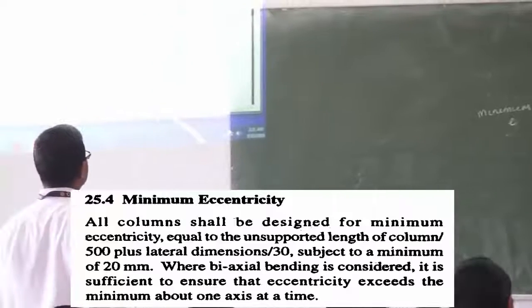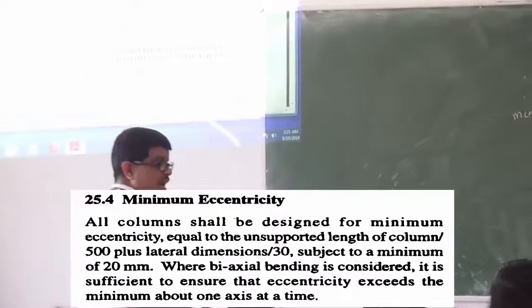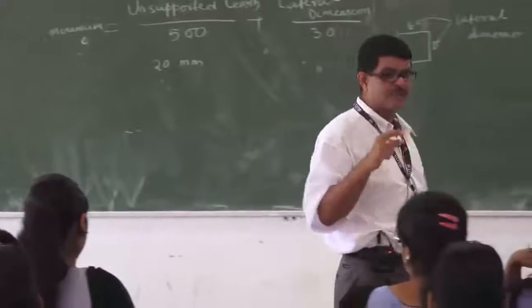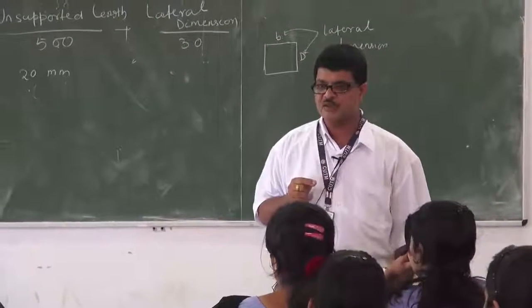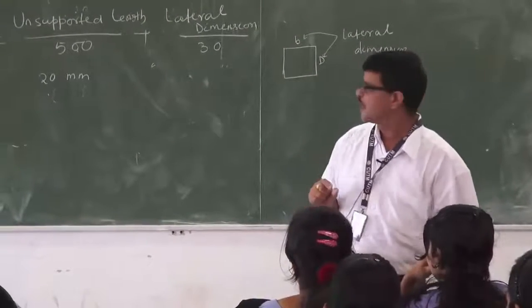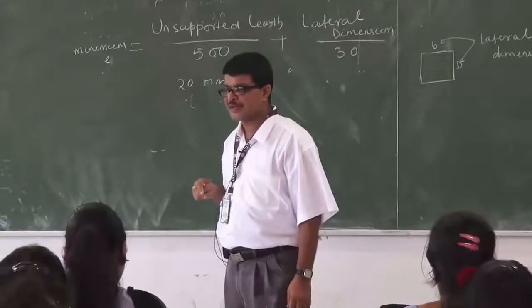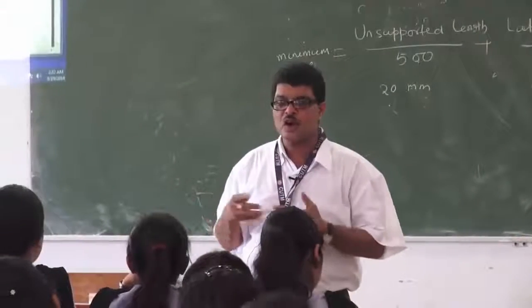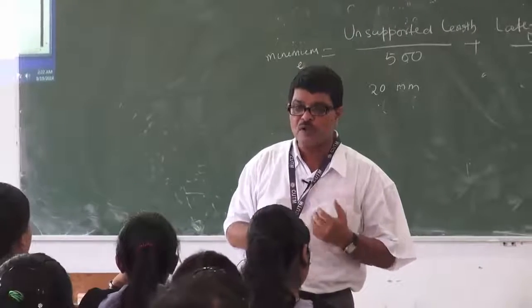Where biaxial bending is considered, it is sufficient to ensure that eccentricity exceeds the minimum about one axis at a time. If you are taking biaxial bending, then one side must exceed the value. So this is how to check the minimum eccentricity. The minimum value is 20 millimeter. Once you calculate minimum eccentricity, then you can call the column a short column or a long column.